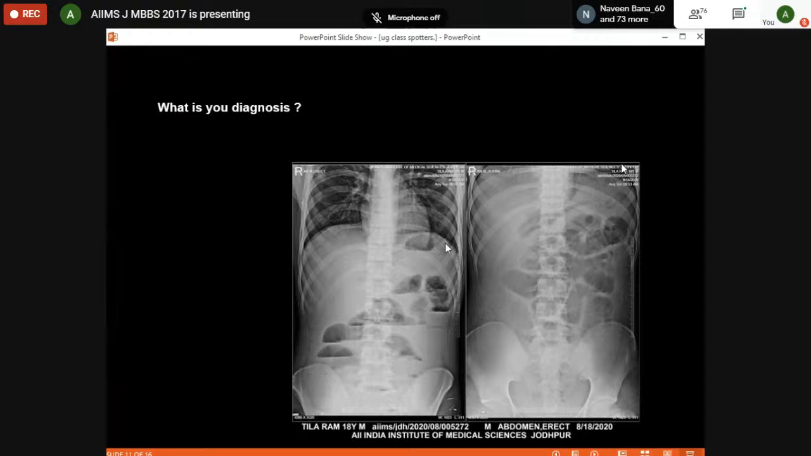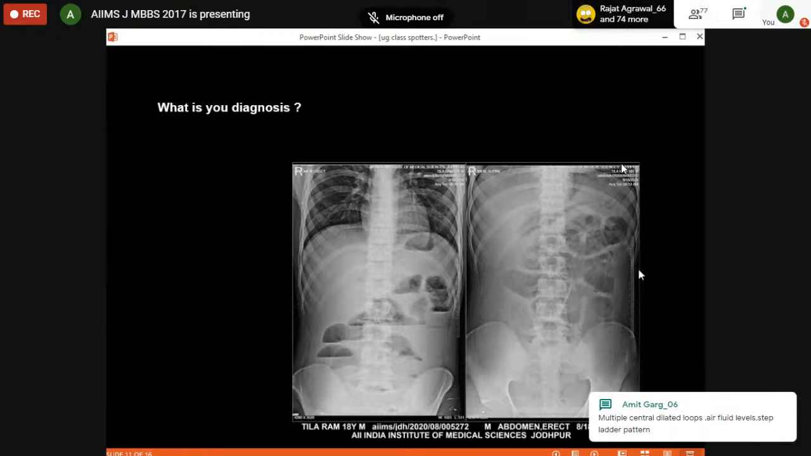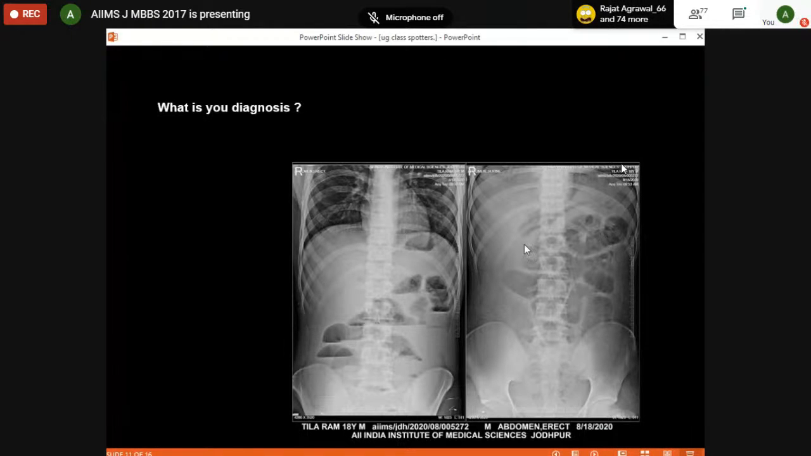You can see this is not an air fluid level. This is the shadow of the stomach. Okay, so the fluid level within the stomach is normal if you see it beneath the left dome of the diaphragm. And here you can see that there are some bowel loops that are probably dilated, but they are not present in the periphery. If such bowel loops are present in the periphery, then you think of large bowel obstruction. But if they are present centrally, then you think of small bowel obstruction.